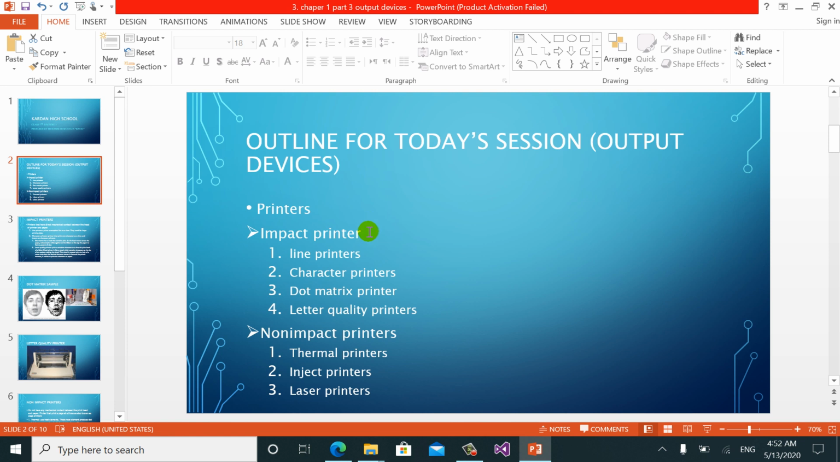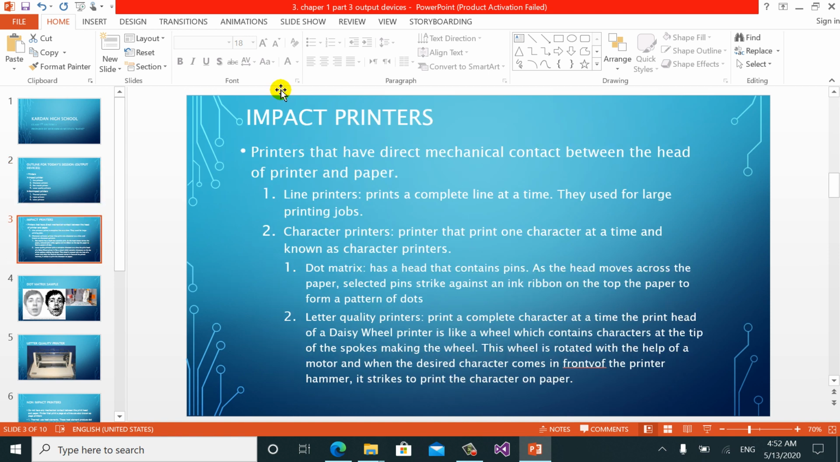Impact printers are like line printer, character printer, dot matrix printer, letter quality printers. And non-impact printers are those like thermal printer, inkjet printer, laser printers. So let's talk about each one by one. In here we have impact printers. What do impact printers mean? What's the contrast between impact printers and non-impact printers?